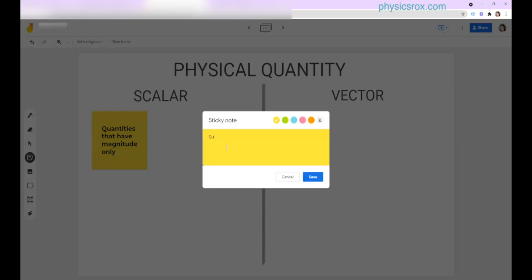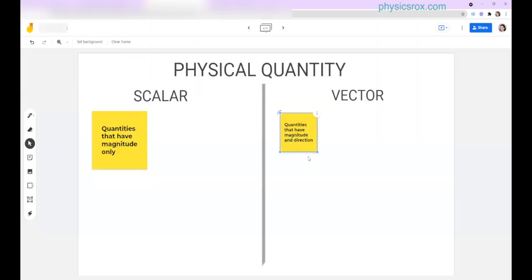Correct. It's magnitude. That means it has a value only. A vector has magnitude, but also has direction. So what does it mean when we say it has direction? A lot of the quantities you have learned so far have magnitude only.